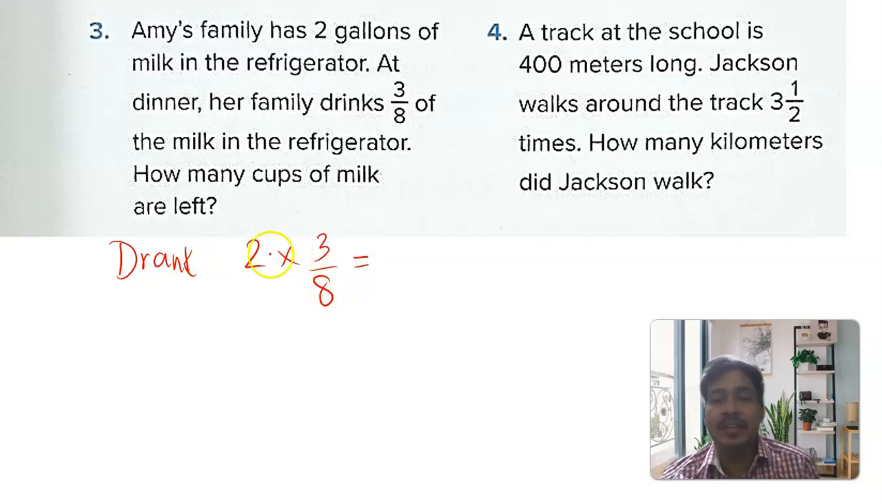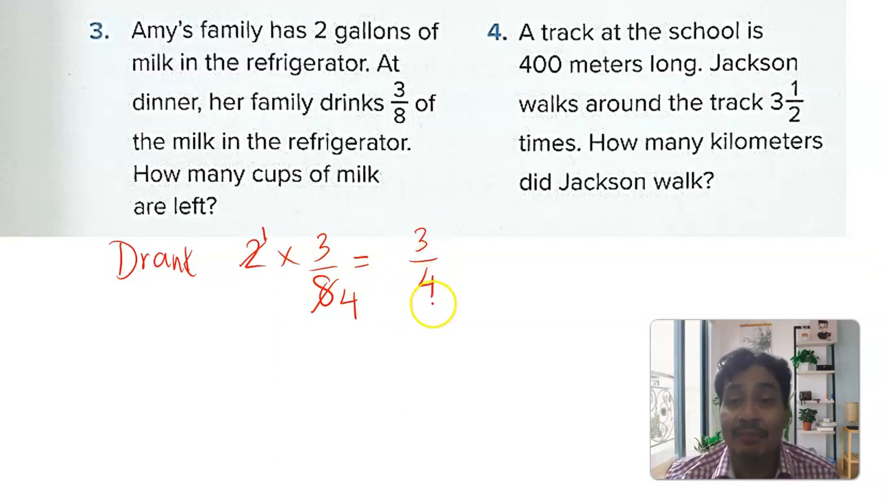So this will be, well, I can divide: 2 times 4 is 8. So the answer is 3/4. So 3/4 of the milk is already drunk. How much is left over? For that you have to do minus. So how much is left?